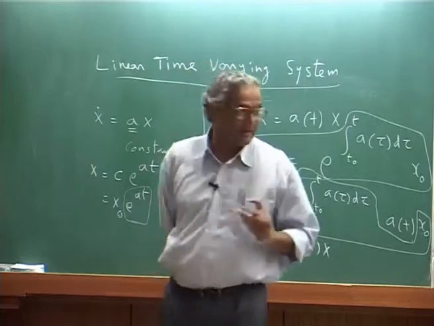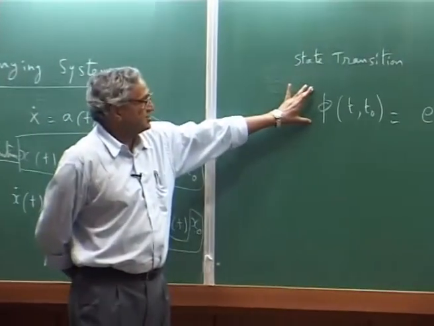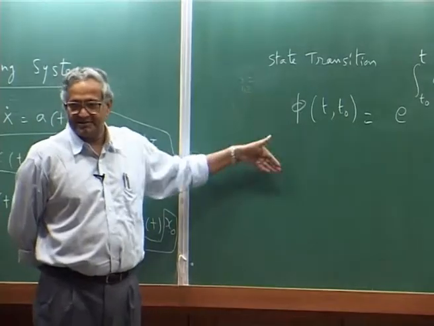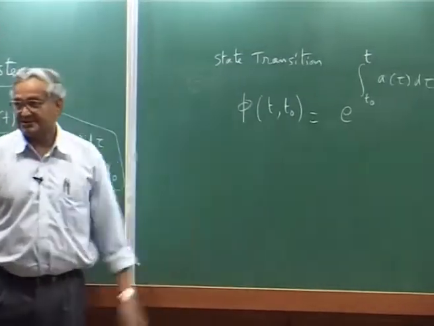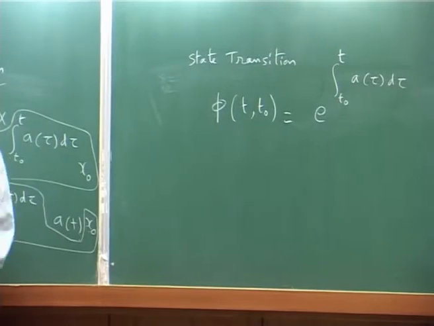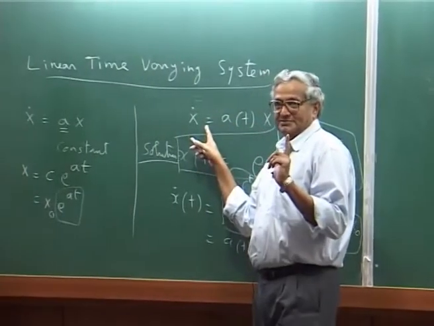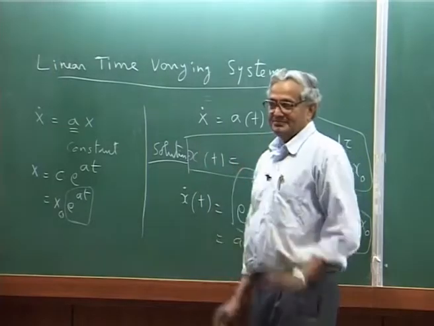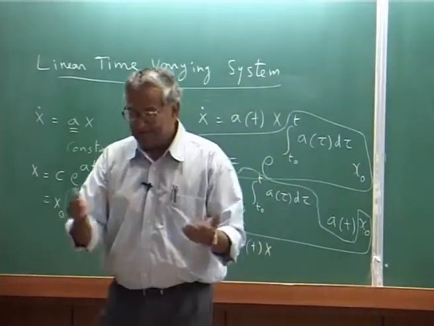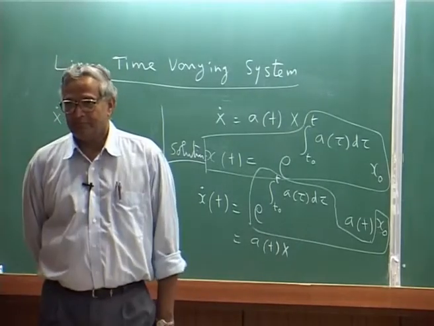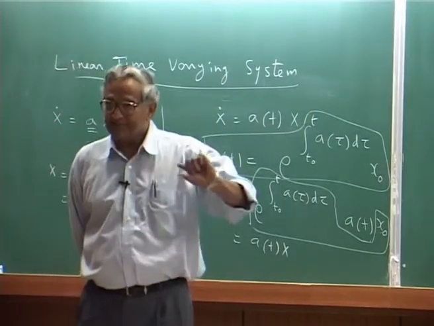Okay, this is the character, and in a matrix form it is called the state transition matrix. First order, one variable you can solve. Now you extend it to a matrix equation. That is the starting point.